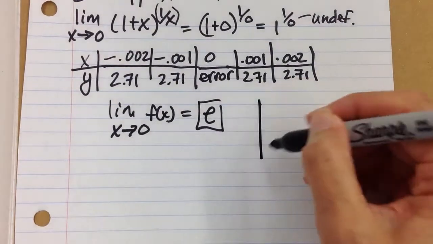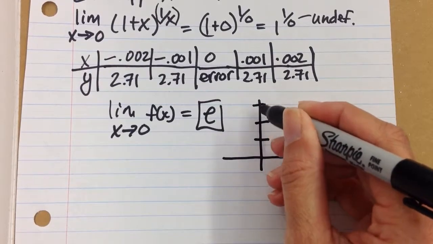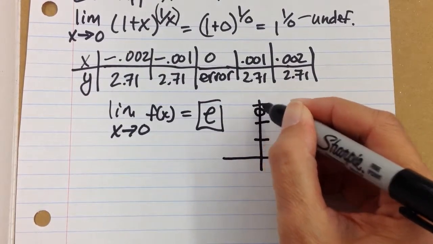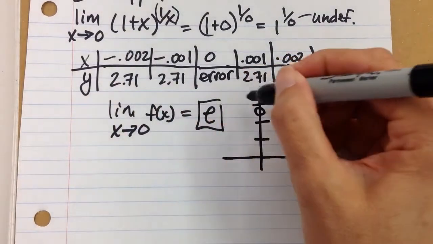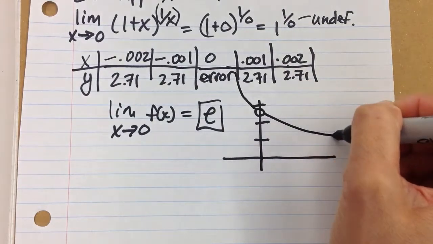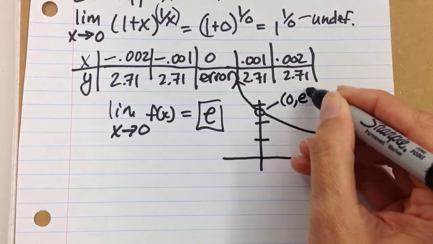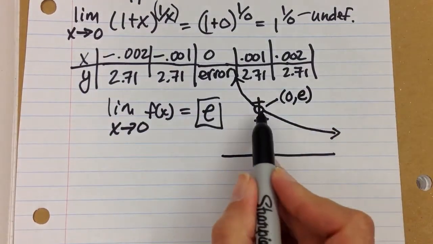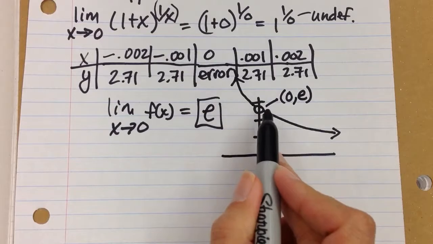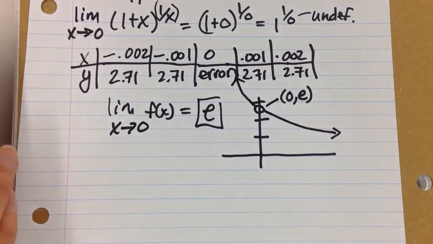And so our graph, let's make that graph. I'll put 1 here, 2 here, 3 here. So 2.71 is around here. I'll go back to my graph, and the graph was coming up here, and then it went closer and closer and closer like that. And so that point is 0, e. It didn't go through e, but around it, it went through e, even though there's a hole there. So sometimes we have to use our graphing calculator.